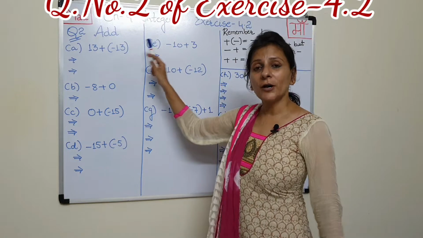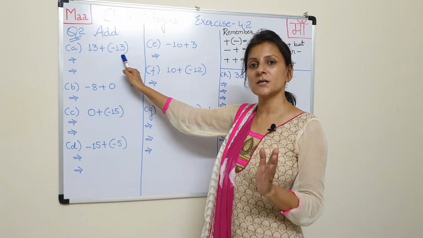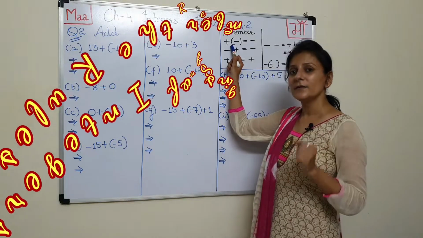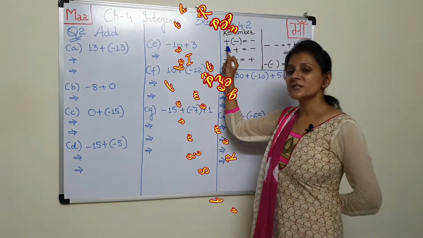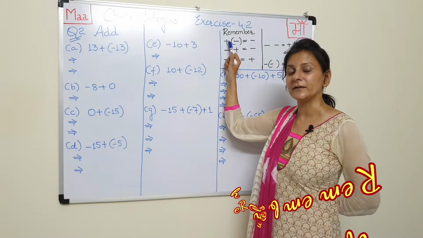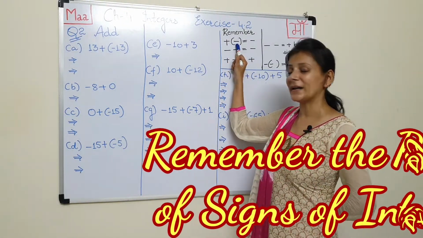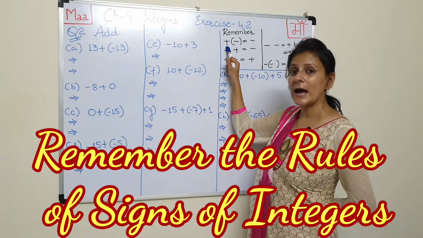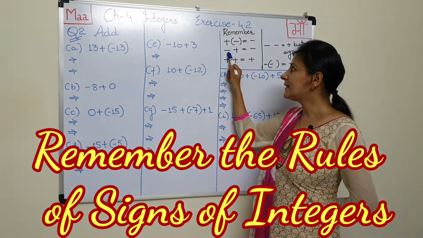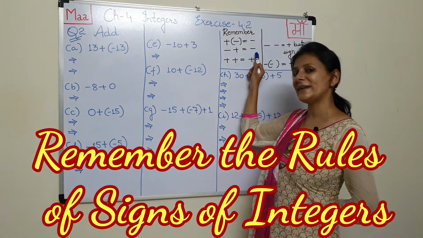So students, for adding the integers without using the number line, you first have to remember some rules of the signs of integers. The very first rule is: if the positive sign is outside the bracket and the negative sign is inside the bracket, then the result will be a negative sign. Plus means positive and minus means negative. So positive outside the bracket and negative inside the bracket will give you negative. Then negative and positive, one negative sign and one positive sign, the result will be negative only.